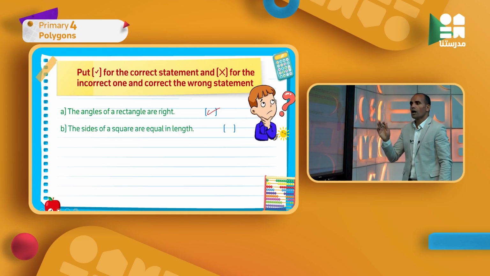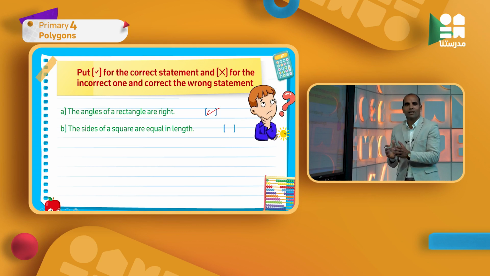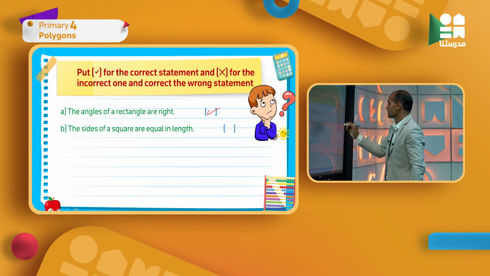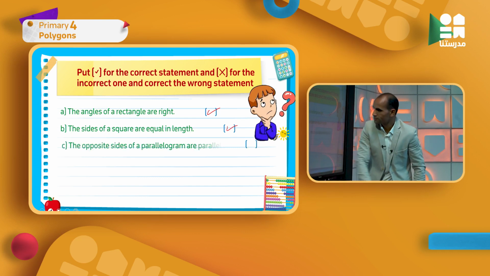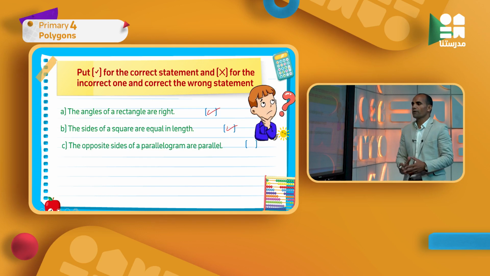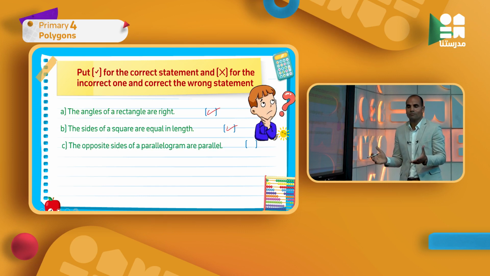The next. The sides of a square are equal in length. The square, its sides are equal in length. Correct. Perfect. Yes. Great. The next. The opposite sides of a parallelogram are parallel. The parallelogram, its opposite sides are parallel. It's correct as well because each two opposite sides are parallel. Great. So this is a correct statement as well.